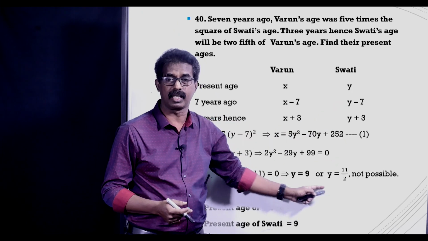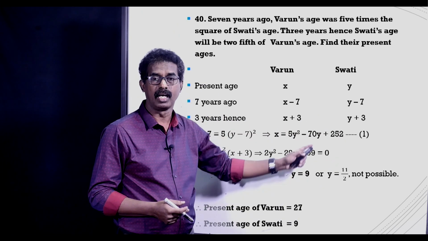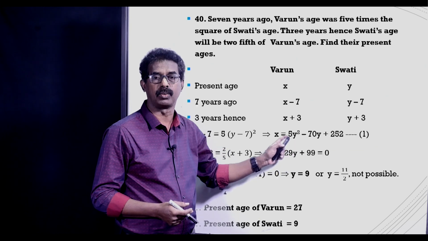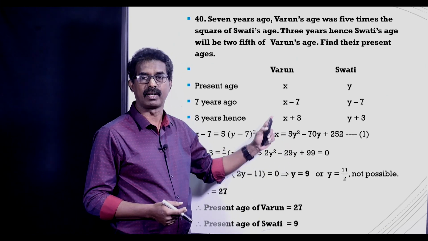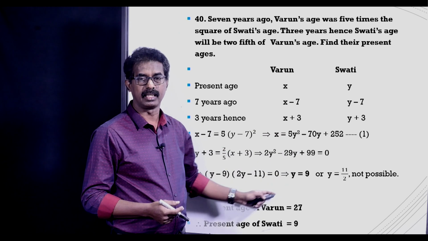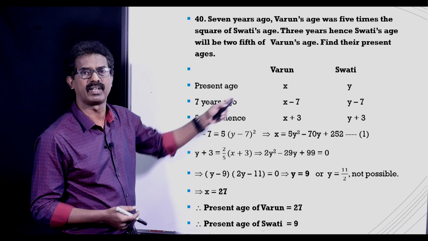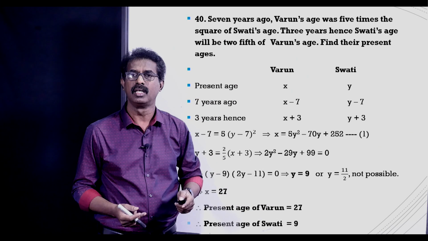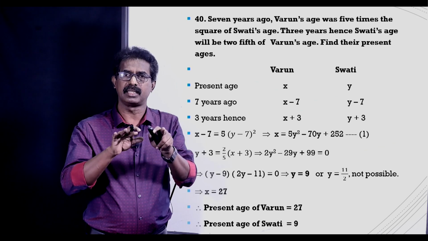So that value you cannot take. The y value 9 you take, and that y value, substitute in the first equation, you will get the x value. That is Varun's age, and the y you are getting is Swati's age. Okay, so the only thing is framing the equation.